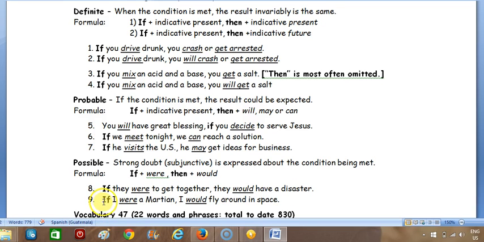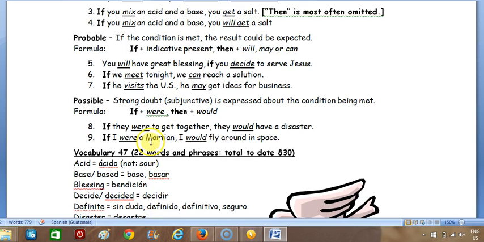Okay, number 9, if I were a Martian, I would fly around in space. Si fuera marciano, volaría alrededor en el espacio. If I were a Martian, I would fly around in space. So the rule of capitalization is that gentilicios get capitalized. So this is a gentilicio, even if it's imaginary, but it is.